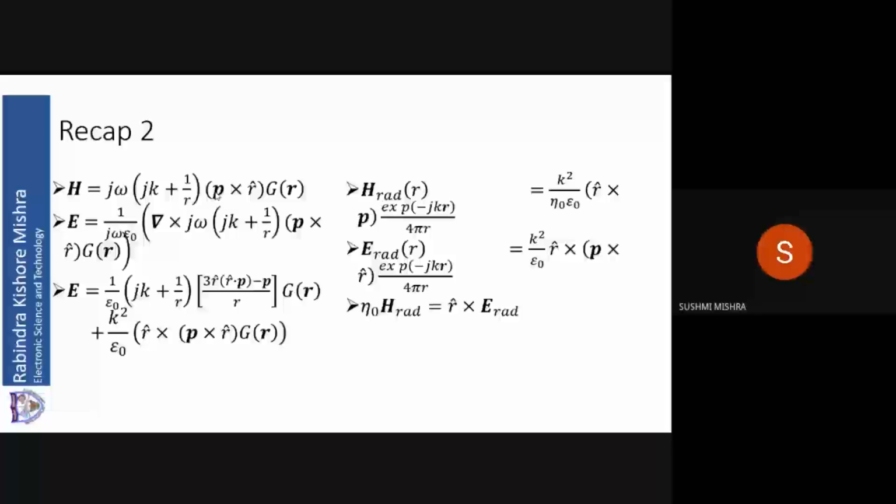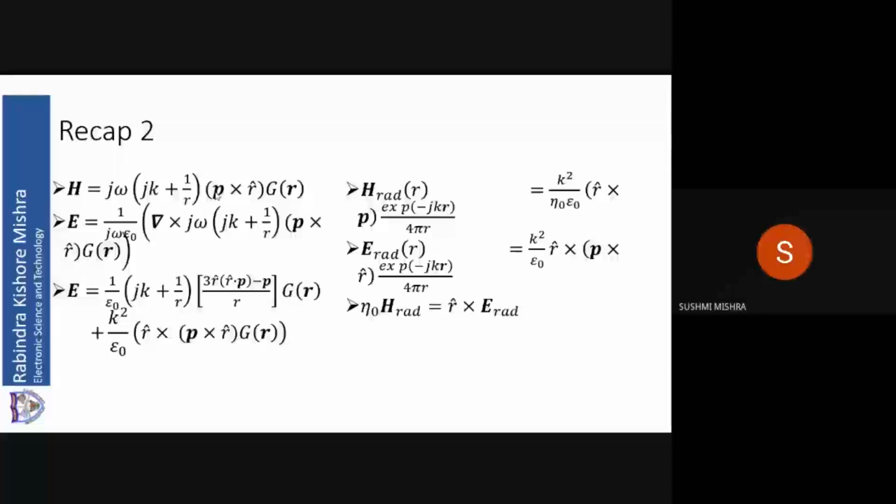This was left as a homework for you. I hope you have been able to solve this. If not, I think you can solve this in a short period of time in future. Now this gave us the total electric field and magnetic field. From that, we eliminated the portions which are varying as 1 by r square or 1 by r cube, since they belong to the near field. We are interested only in the radiation field or the far field.